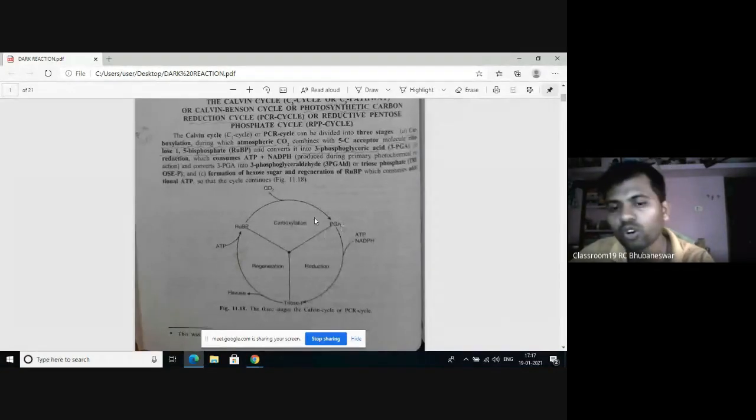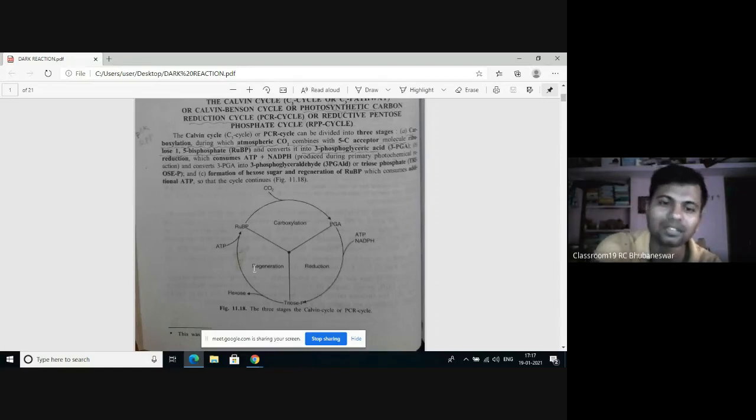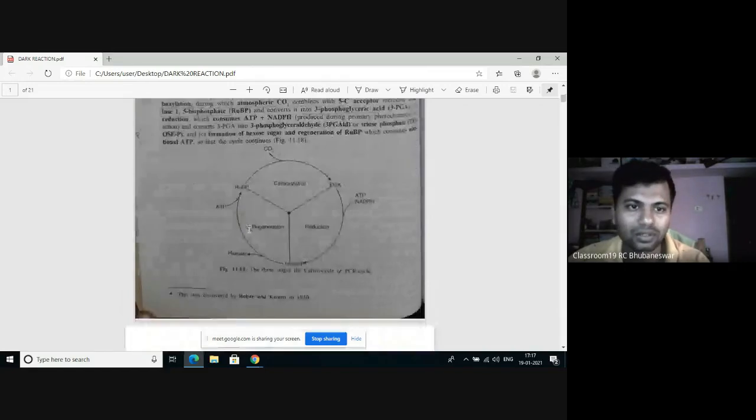Now this phosphoglyceric acid undergoes the reductive phase. At the end of the reductive phase, we get glucose as the result. Whatever is left after the reductive phase is utilized in the regeneration phase to again produce ribulose 1,5-bisphosphate. Look at, these are the main steps.